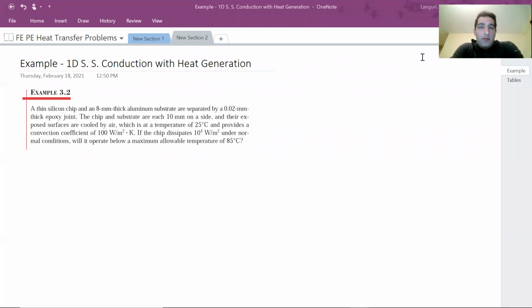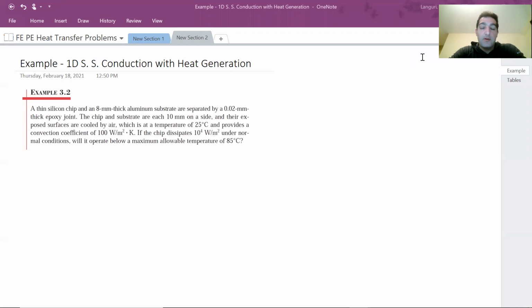Well, in this video, let's do one example on one-dimensional steady state conduction heat transfer when we have heat generation in one of the layers. In this example, we have a thin silicon chip and an 8 mm thick aluminum substrate separated by a thin epoxy with a thickness of 0.02 millimeter.